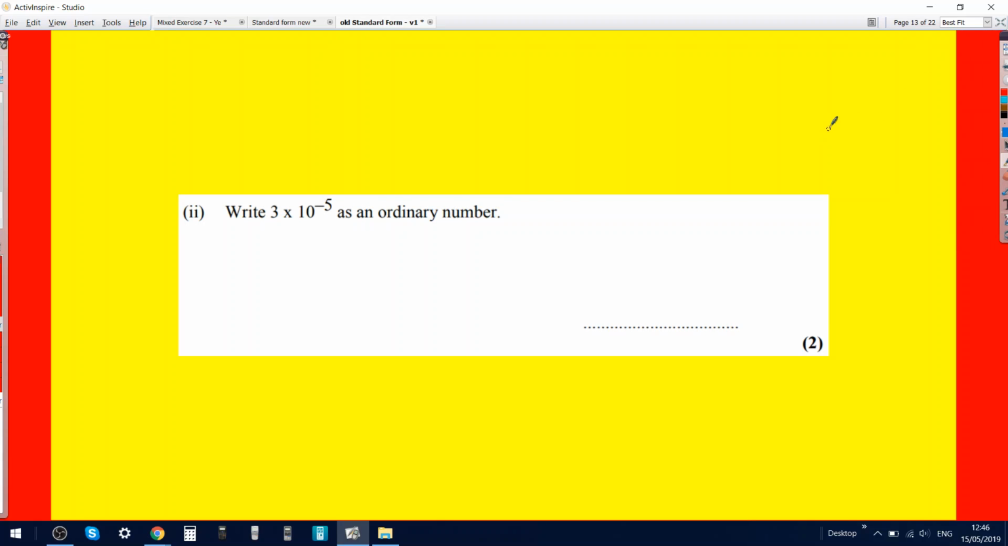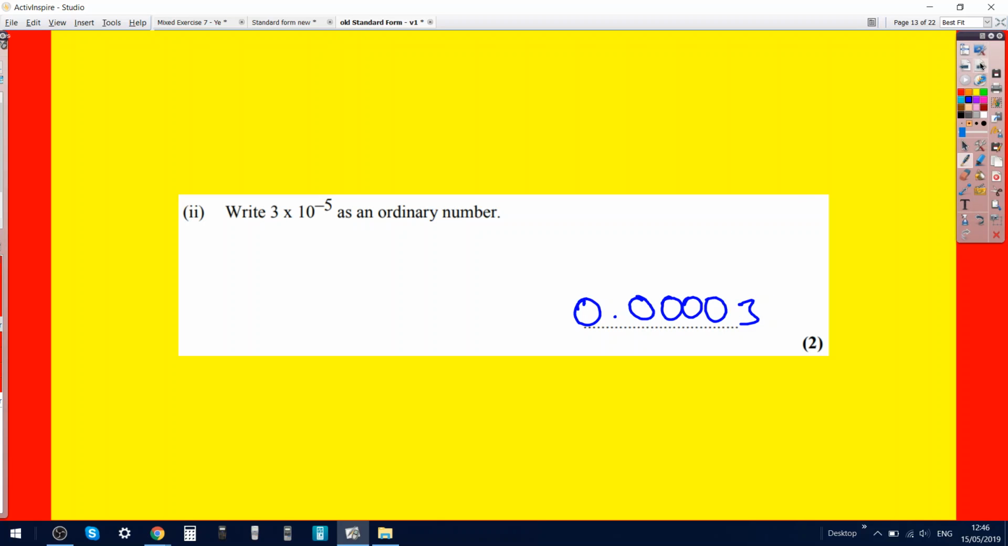Okay, and then working in reverse. So it'll be 0.04 times, and then 3. Yeah. So 5 zeros, 3. Don't forget the decimal. Yeah.